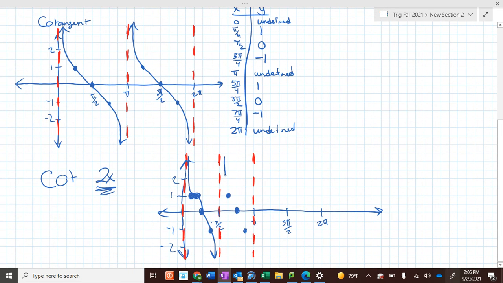So everything's twice as skinny, twice as close together. And that's what the cotangent of 2x would look like. Capiche? Okay. So that's changing the period. I'm not going to have you change the period where we're factoring out something crazy. I'm just having you change the period, call it good.